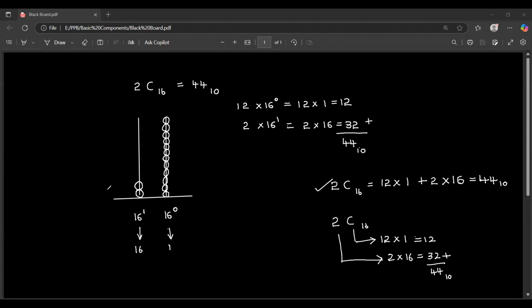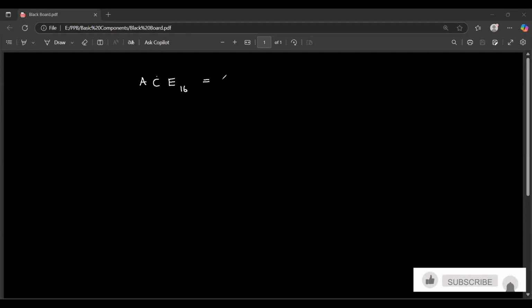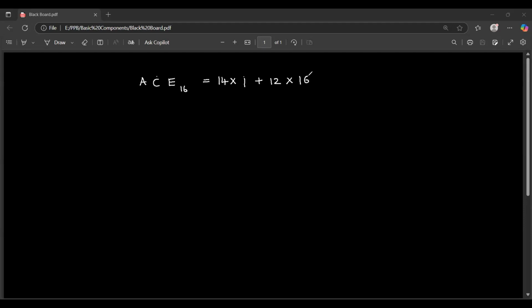Now let's do a practice question. Something like a fun one. Let's say we have to change ACE to the base 16 into decimal numbers. So here we have E, which is equal to 14 in decimal. So 14 into base value 1, plus here you have C, which is 12. So 12 into the place value of 16, plus A is equal to 10.